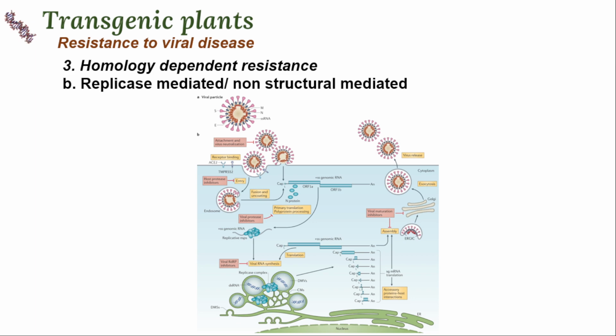And one more method is called replicase mediated. Replicase is an enzyme that helps in the replication of the pathogenic virus; the genome of the pathogen contains these replicase that helps in the replication of the virus DNA. When you target these replicase enzyme, what happens? The replication of this virus genome will not happen in the host organism. So this way we can neutralize the virus pathogenicity in the host plant.